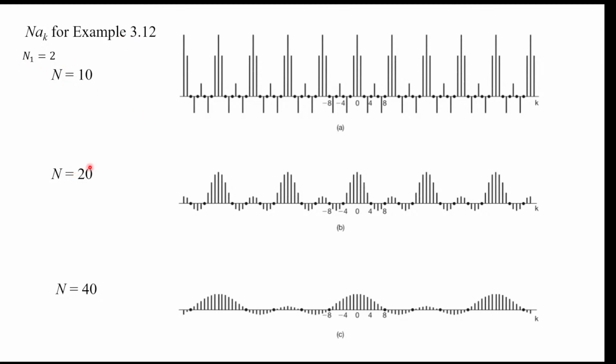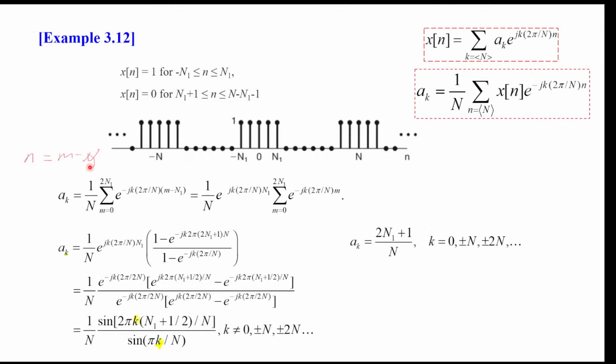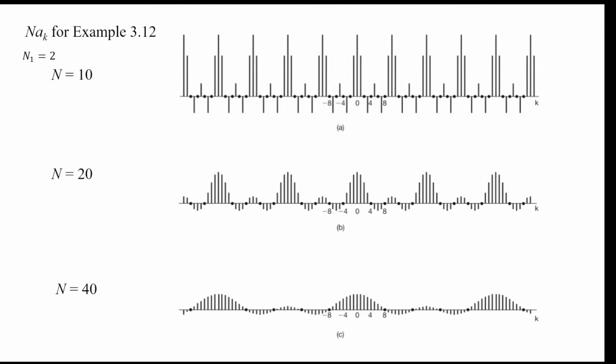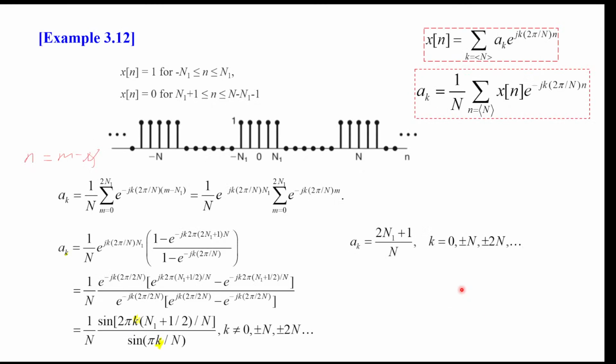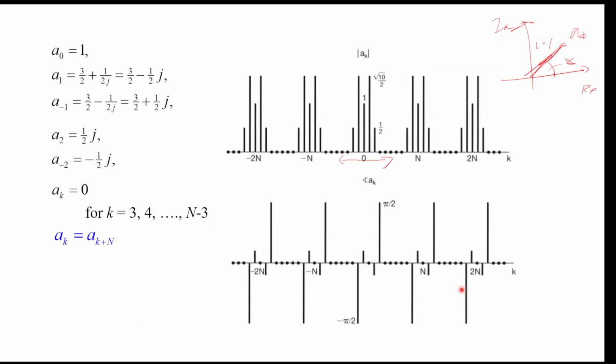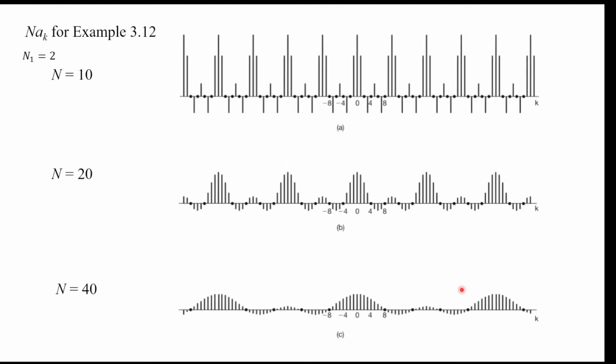So this is a_k, and I guess it is N a_k because everything is divided by big N. So when big N gets larger and larger, this will be lower and lower. Anyway, so this is what this sine over sine function looks like, and it's periodic with period big N.